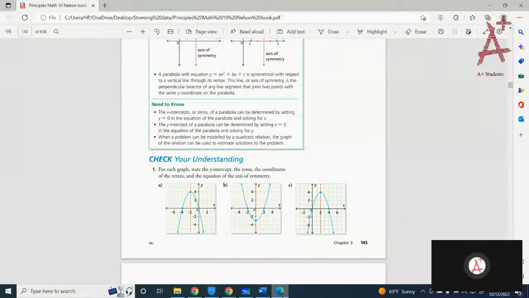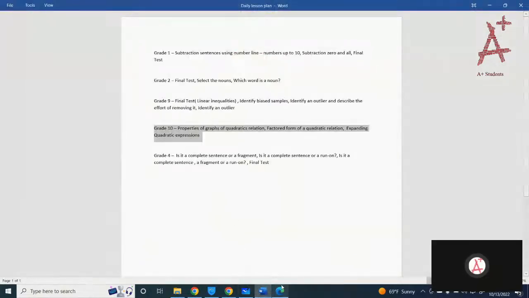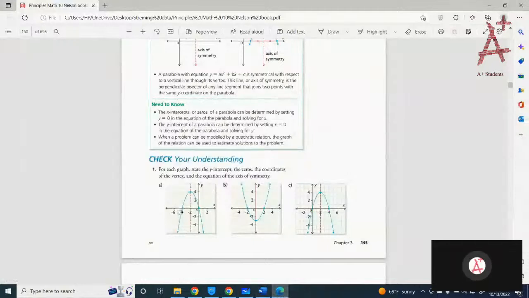Zeros means the points where the graph is touching the x-axis. Got it? Because the graph is touching at 2 points on the x-axis, one of them is -4 and one of them is 0. So the zeros of the graph are -4 and 0. The line is passing through the origin, and at the origin you have the x-axis and y-axis also. Got it? Okay, then you have the vertex.